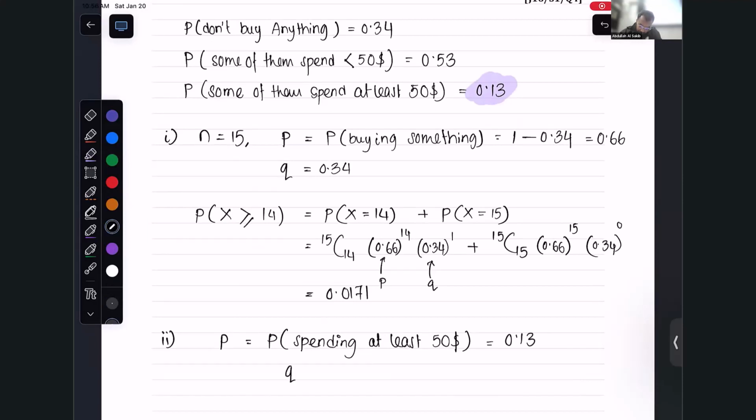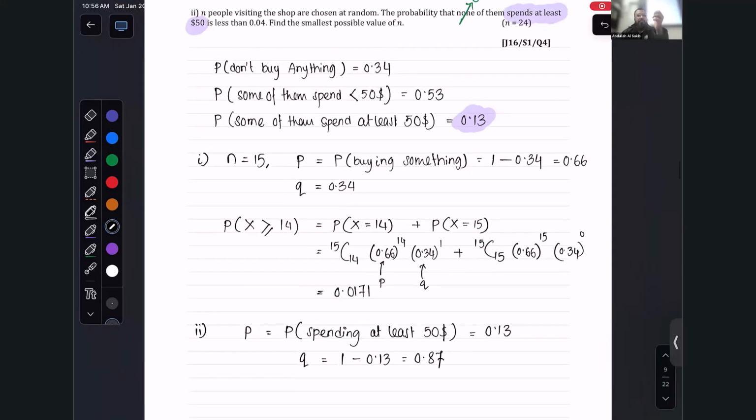So what about the q then? 1 minus 0.13. That is 0.87. Is it okay? So what about the 0.04? Read the question again.